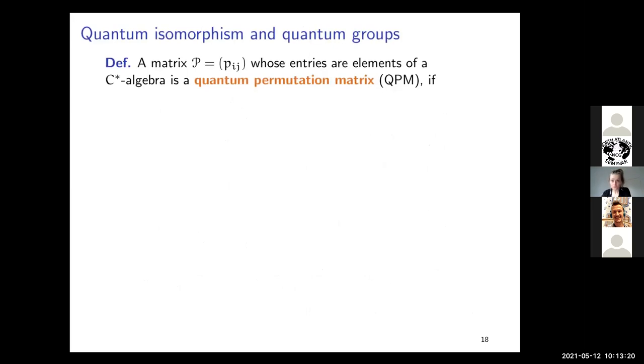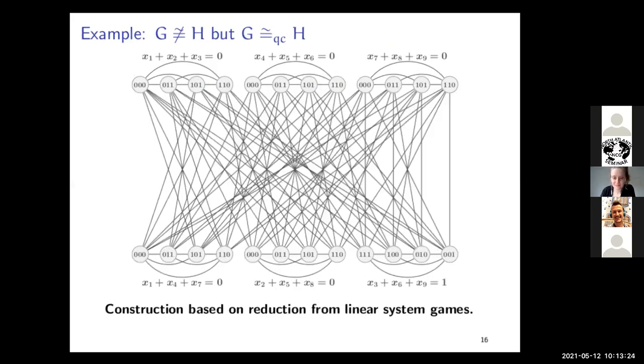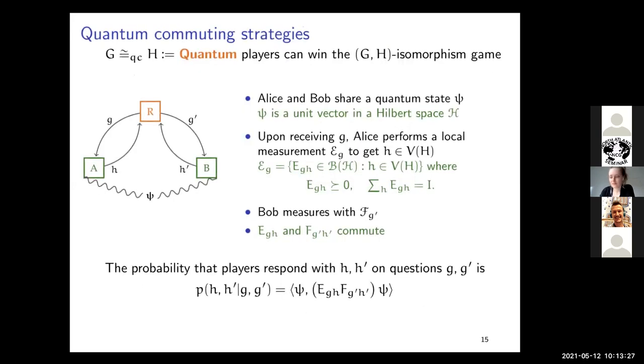All right. Maybe I have a question for the previous slide. So you wrote that Alice and Bob share a quantum state psi. So what is psi in this context? It should be given at the beginning of the game before any information was sent, yes? Yes. It cannot depend on these G prime and H prime.